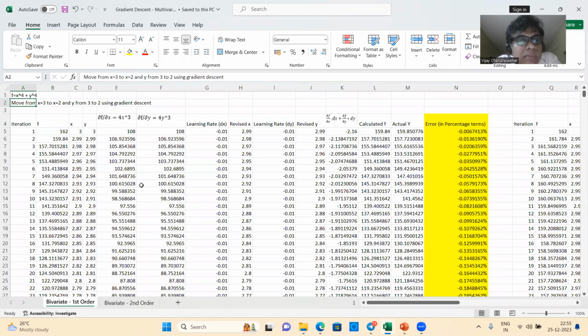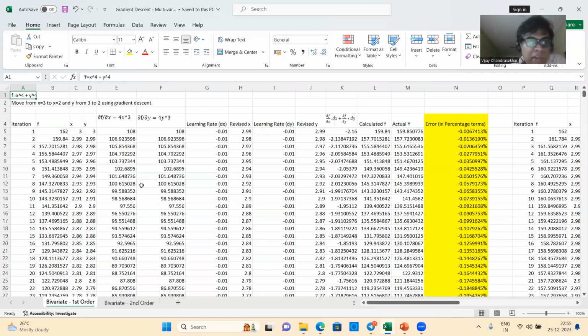Just to wake you up. 162. So basically 3 to the power of 4 is 81, 81 plus 81, 162. So what's the partial derivative of f with respect to x? Anyone? Dou f by dou x. Just the expression is sufficient. 4x cubed. All right. And since the other is y to the power of 4, dou f by dou y is again 4y cubed. I think that's quite evident.